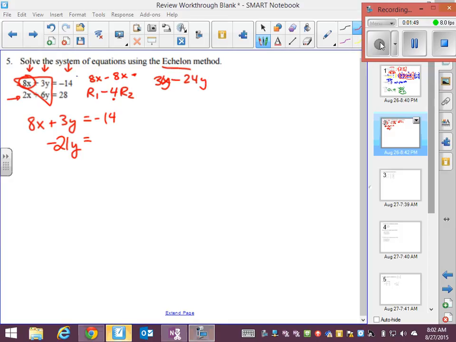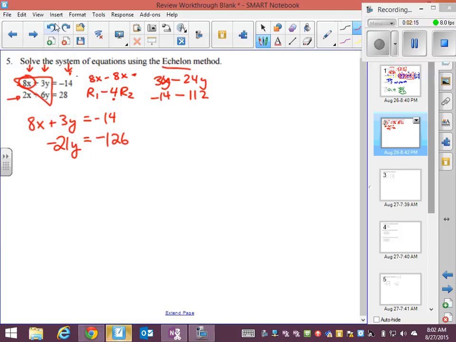Okay. Then I apply my rule to the third column, and that's going to be row 1's negative 14 minus 4 times 28 is 112, I believe. Number's kind of big. And so I have negative 14 minus 112 is negative 126. I hope that works out. So you can see I have my triangle. That's what I want. I want my triangle right here. That's what I've got for echelon method.